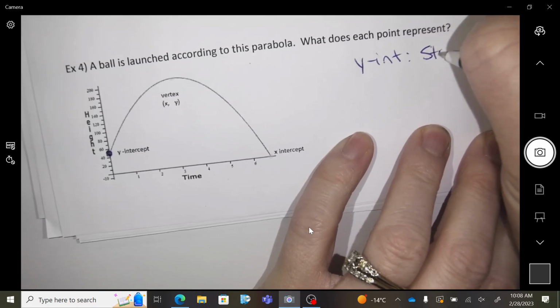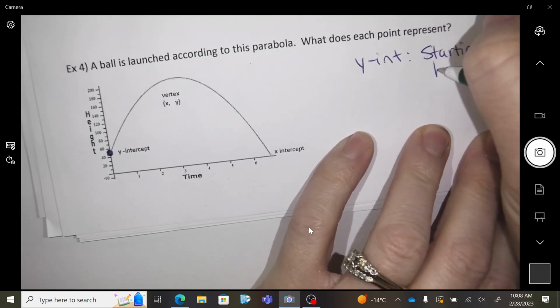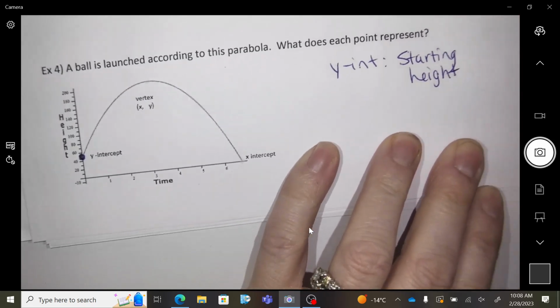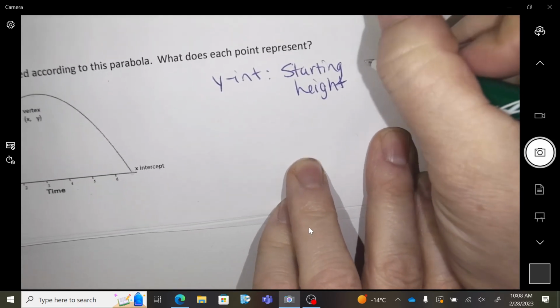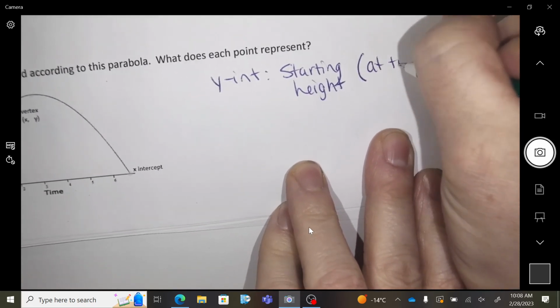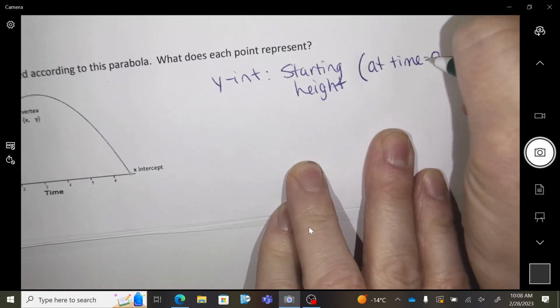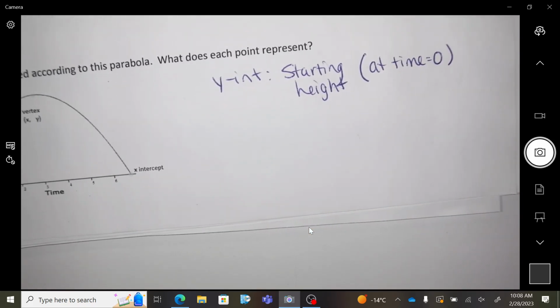It's the starting height. So the y-intercept would be your starting height. Because that's where you are when the time is 0. That's what's happening.